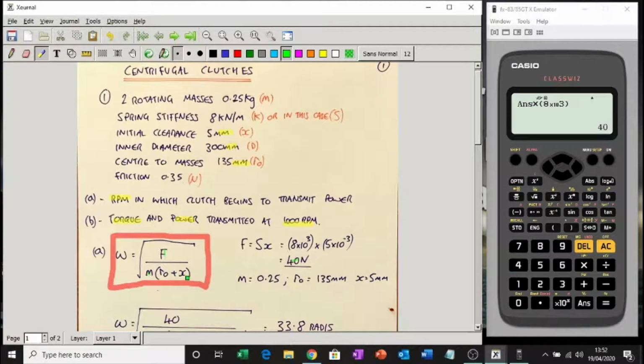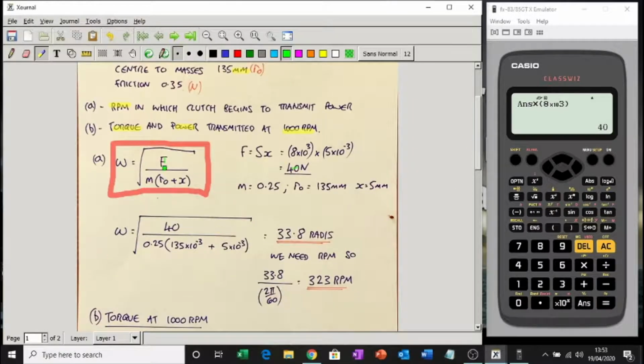So now we know M, because it's 0.25, we know R0, it's 135, and we know X is 5. So to find the RPM, or the angular velocity at which the clutch transmits power, here's the formula. So F is 40, 0.25 is the mass, which is there, look. And then we're going to need to do R0 plus X, which is 135 mil plus 5 mil. Don't forget to get into meters.